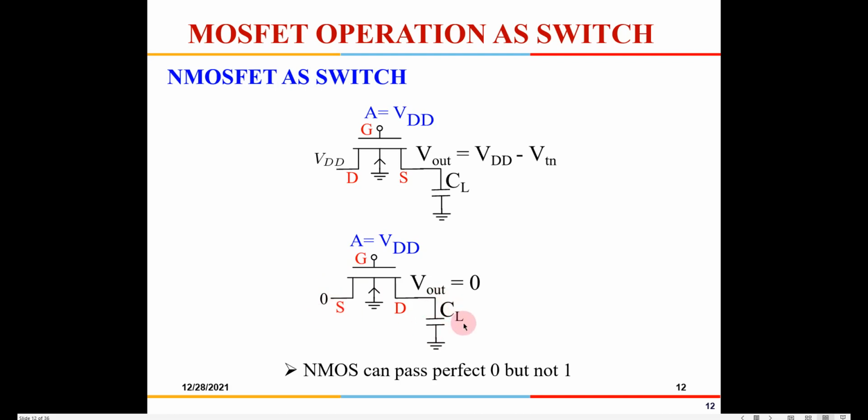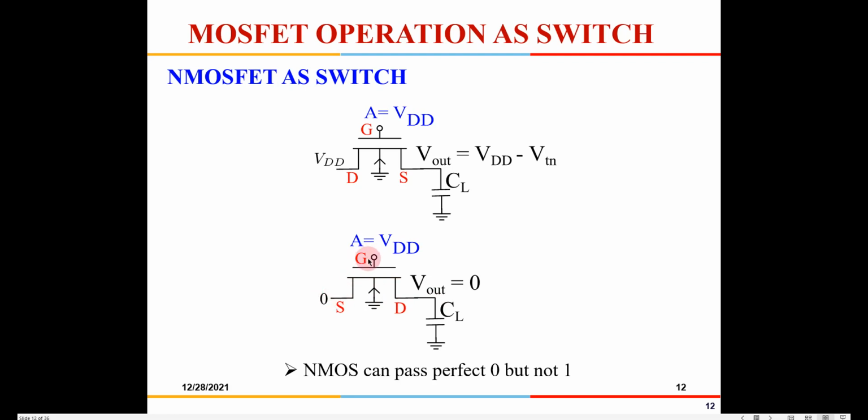Now suppose there is a capacitor out here, and it is already charged to 1 for some reason, from some other part of the circuit. Now I am going to use this switch to discharge that. That means I want to transmit a 0 from here to here. So I have an NMOS here. Now if I see here, this is 0.